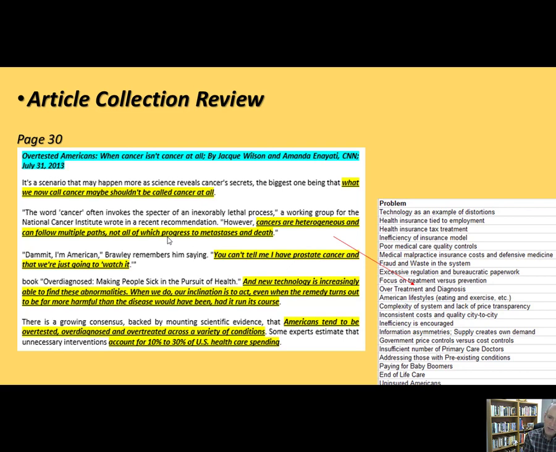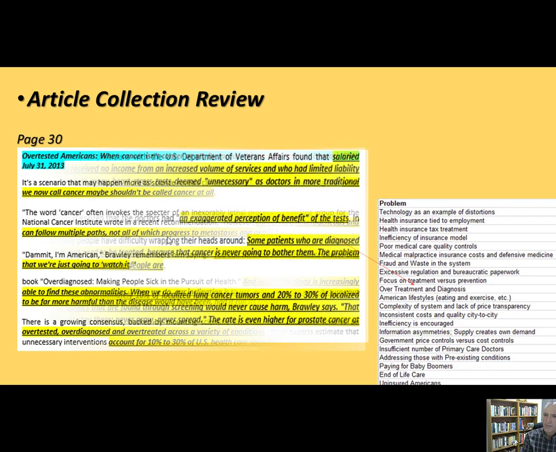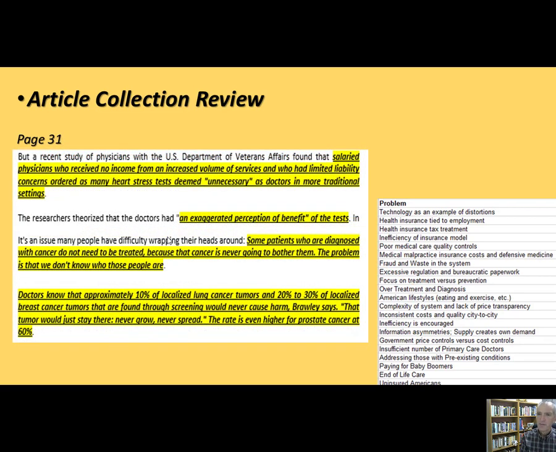So you're asking, why is the U.S. twice as expensive as other countries? Well, here's a big chunk of it right here: we're giving a lot of treatments that are not improving people's health. Salaried physicians who received no income for increased volume and who had limited liability concerns still ordered more tests. So they weren't worried about malpractice. They weren't getting paid for treatment. So, salaried doctors is one of the solutions. This article seems to question that, but we'll see some others that maybe don't question it as much.